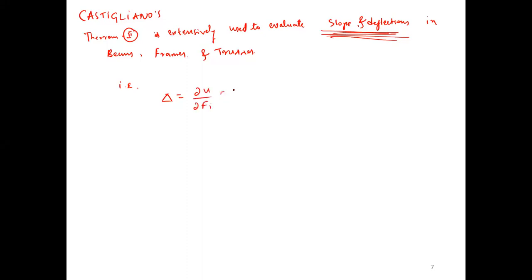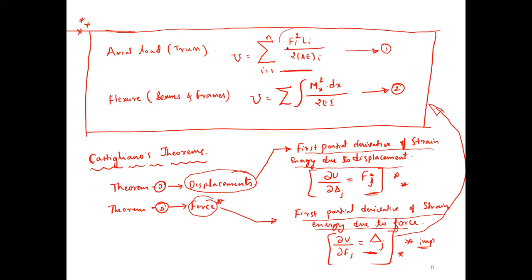dou u by dou Fi is equal to the summation of i equal to 1 to n. So 2F, Fi squared will become 2Fi, right? Divided by AE into Li. Li is the constant. See, in this equation, I just partially differentiated this term. It will become 2Fi. So the 2 gets cancelled.